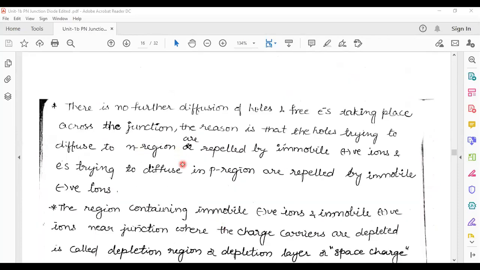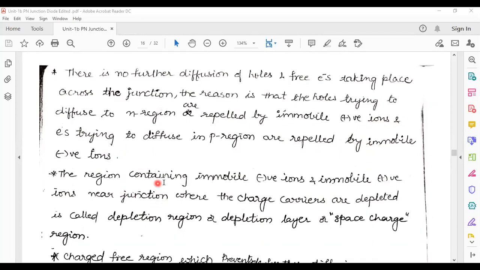After creation of that wall, no further diffusion of holes and electrons takes place across the junction. The reason is that the holes trying to diffuse to the n region are repelled by the immobile positive ions, and electrons trying to diffuse into the p region are repelled by the immobile negative ions. Why? Because positive is repelled by positive and negative is repelled by negative here.